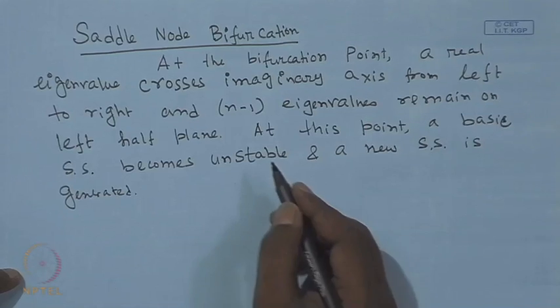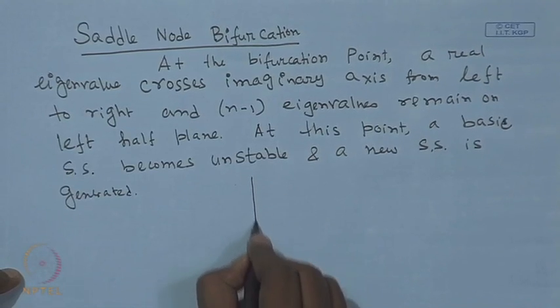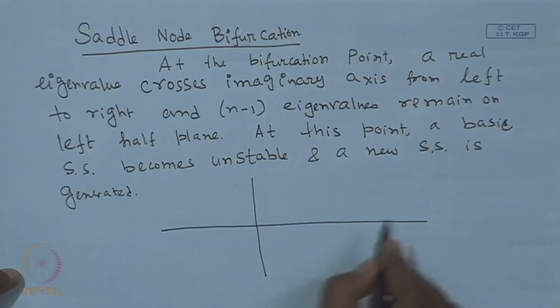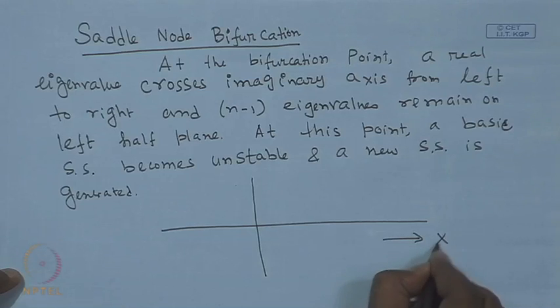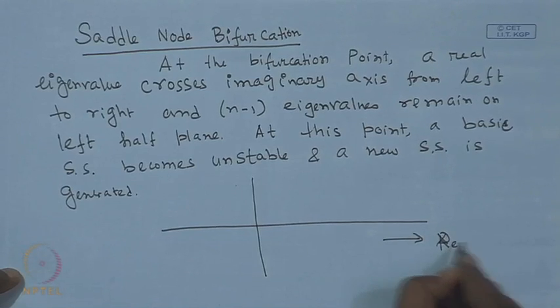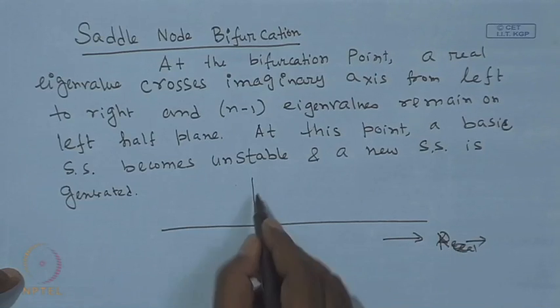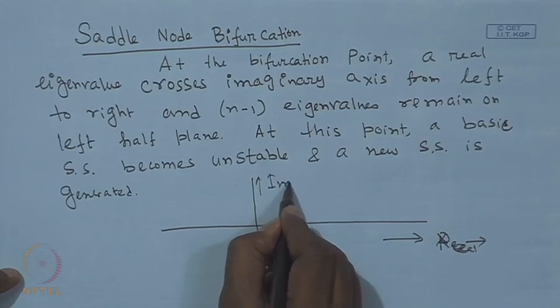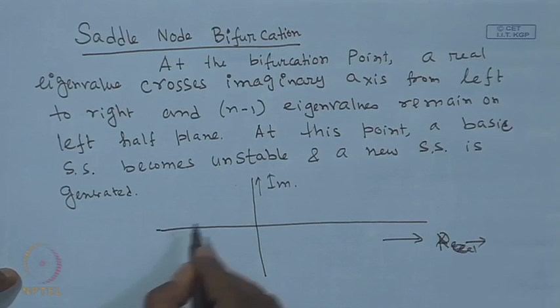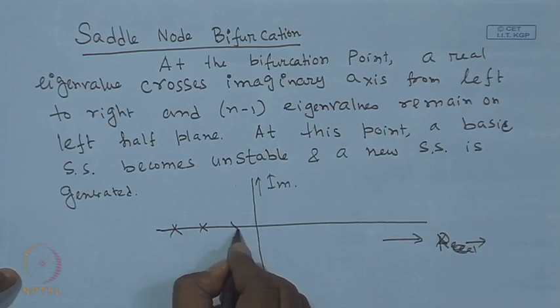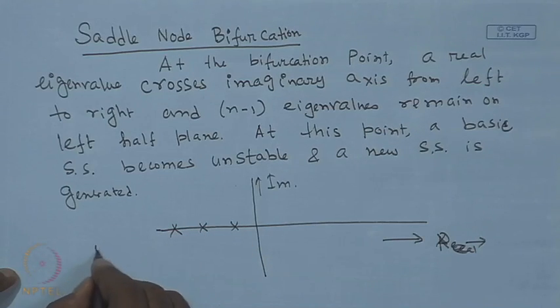So, the situation is something like this. You have the real axis, this is a real axis, and this is the imaginary axis, and you will be having, let us say, n number of real valued steady states.